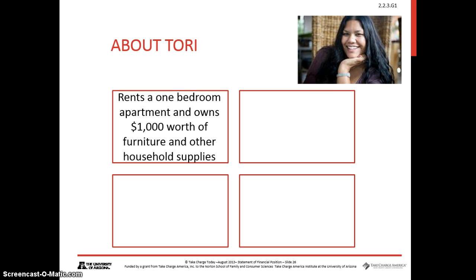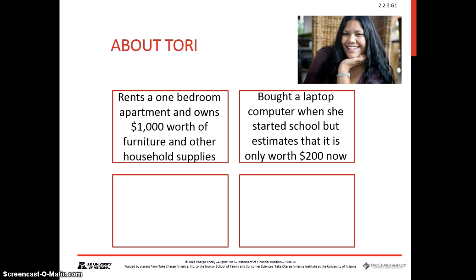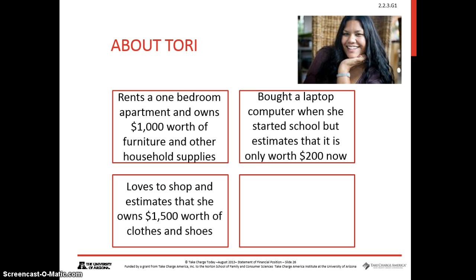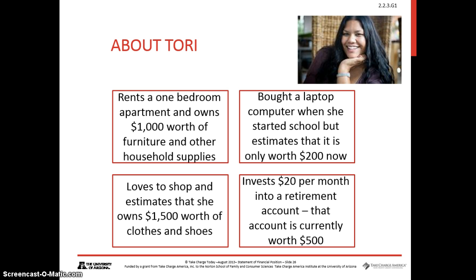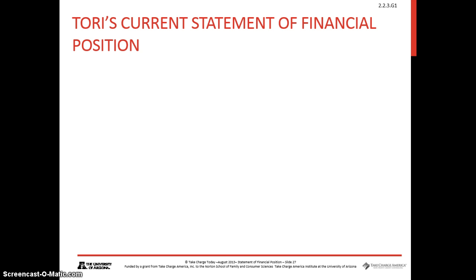She rents a 1-bedroom apartment and owns $1,000 worth of furniture and other household supplies. She bought a laptop computer when she started school, but estimates that now it is worth $200. She loves to shop and estimates that she owns $1,500 worth of clothes and shoes. And she invests $20 per month into a retirement account that is currently worth $500.